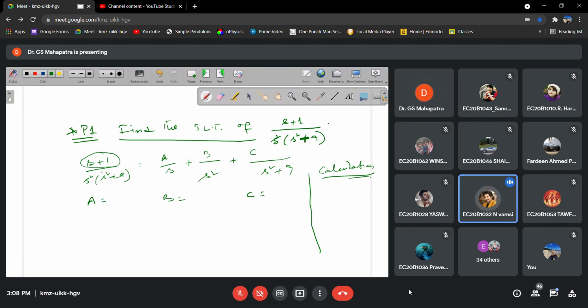No, that's not it, sir. For s square plus 9, the numerator Cs plus D should be there, sir. Sir, I think either the A by s term shouldn't be there, or we have to add one more term, sir. Okay. In that case, you can write C into s plus 1, same thing, correct now? Sir, Cs plus D should be there, sir. That's why I'm writing C.